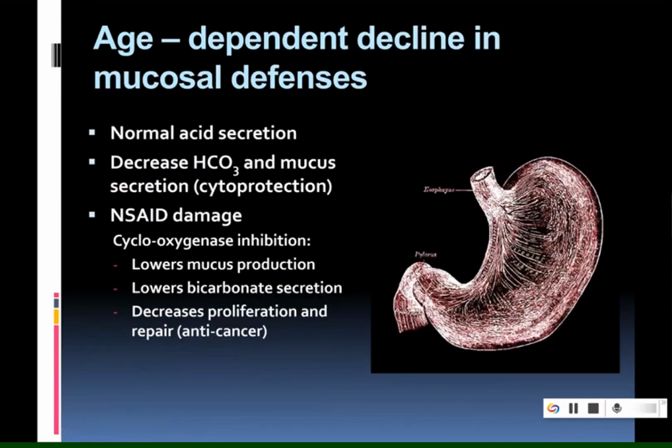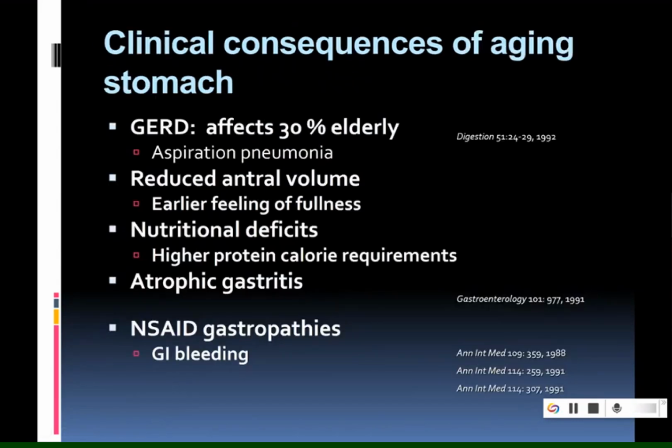Already mentioned the issue with acid clearance. There's certainly normal acid secretion with age. So one of the things that we notice with the aging gut is that there's an increase in reflux. Part of that may be related to the 30% of the aging population that's obese, as well as other reasons.